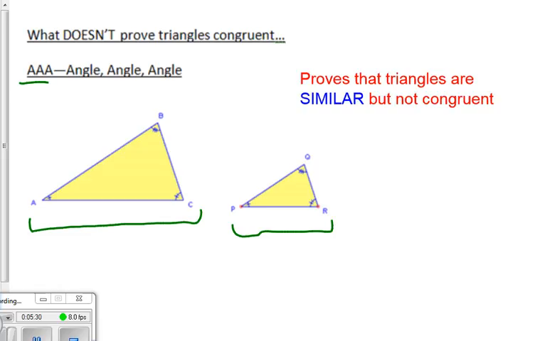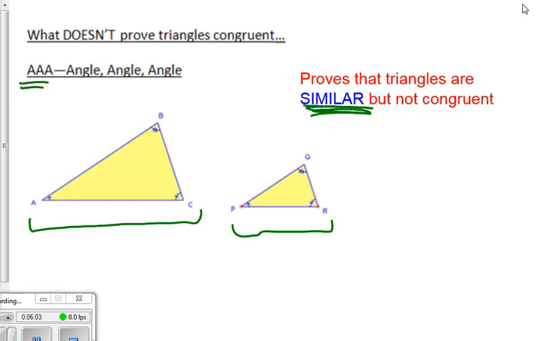Now they kind of look similar in shape. They look like they might be, like one might just be the other one kind of blown up or zoomed in on. And the smaller one might be the bigger one just kind of shrunk down. So technically, yes, angle, angle, angle proves triangles to be what's called similar. Now we won't work with things being similar for another couple units. So it does prove them similar, but it doesn't mean that they're congruent.